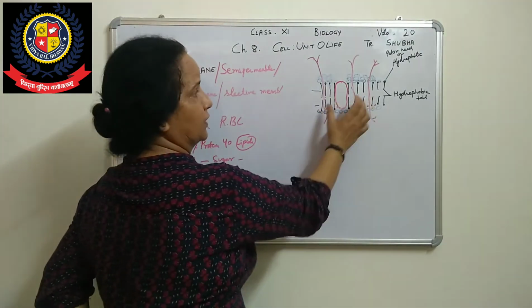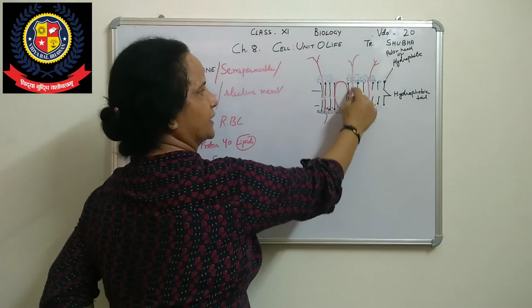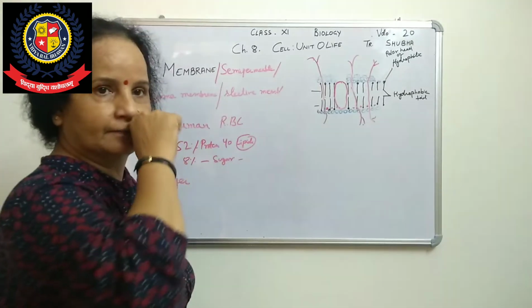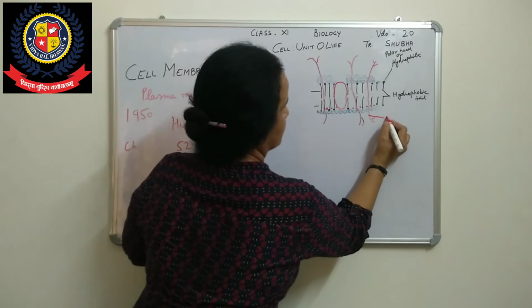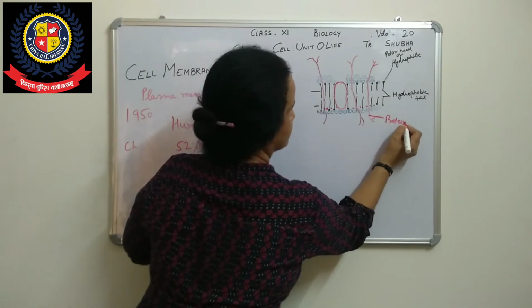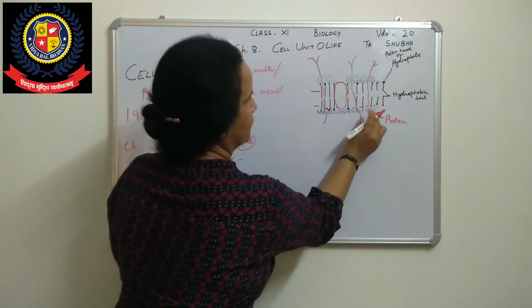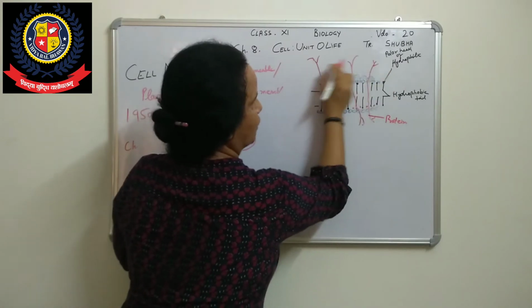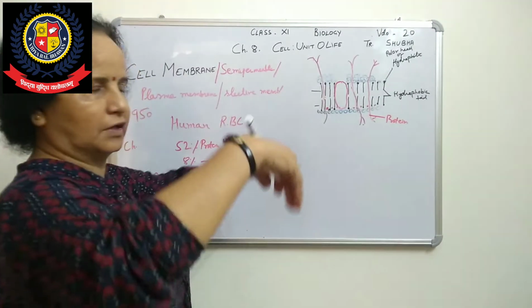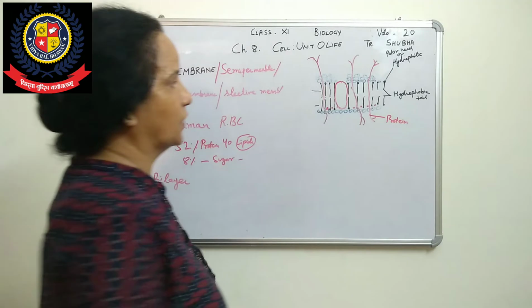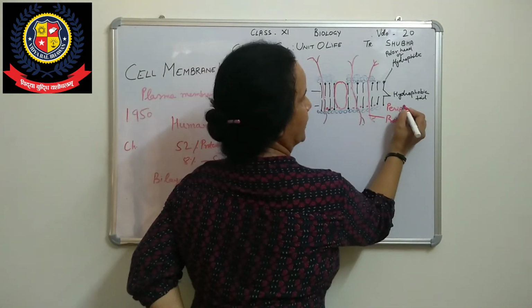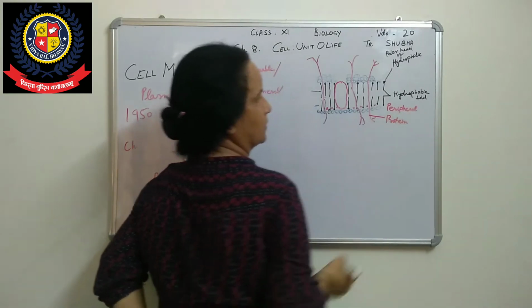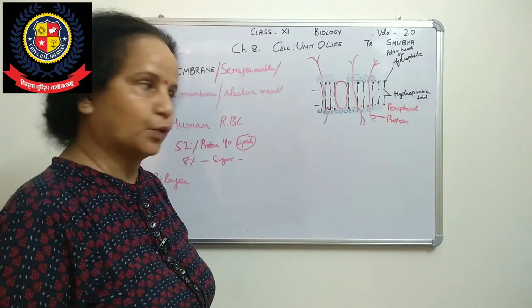What I have shown in red color, this one, is protein. These proteins are in the corners, in the outer layer. That is called the peripheral protein.